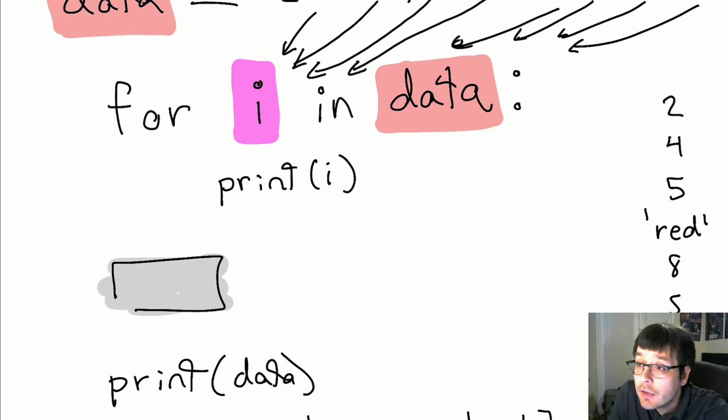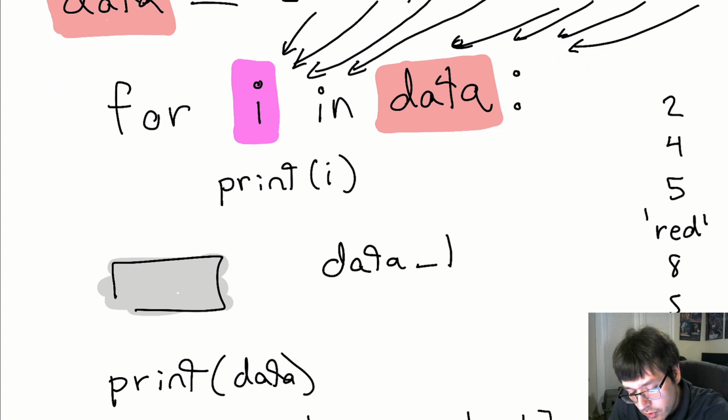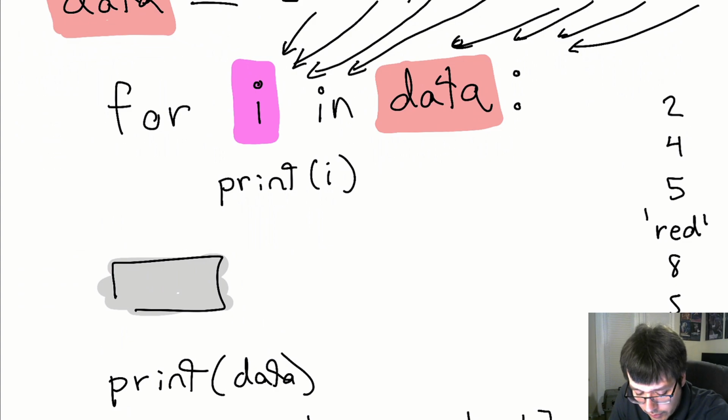You can also use the underscore as part of your names anywhere, but I wouldn't recommend putting it at the beginning because that's saved for special cases. So you could say something like data_1. That's a perfectly fine variable name. So yeah, just a refresher on that.